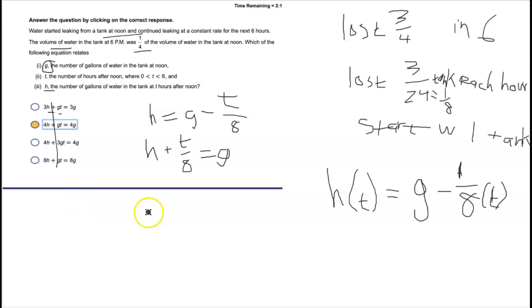Still doesn't match. So, of course, none of these have fractions. So obviously you've got to multiply by 8. 8H plus T equals 8G. And there we go, right? We've found the answer. 8H plus, oops.